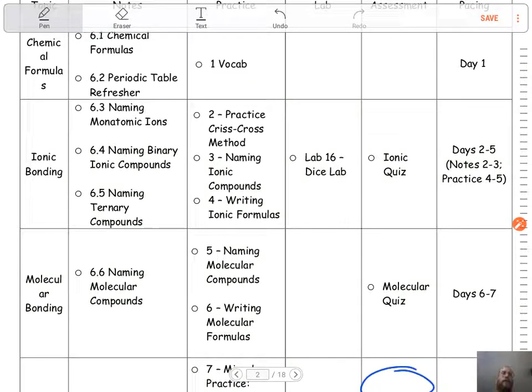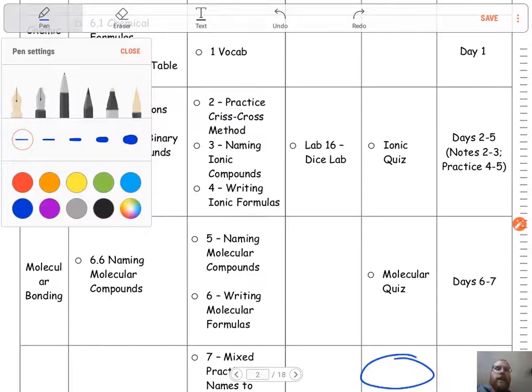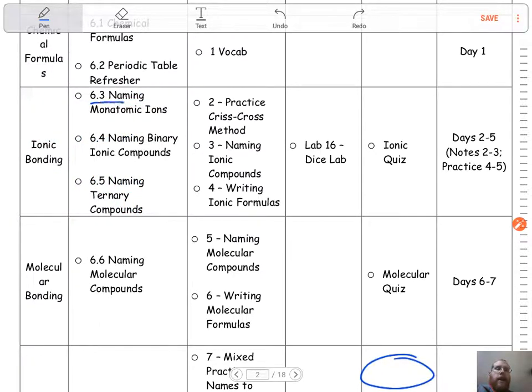Hey guys, this is video number 6.3 where we are going to start naming monatomic ions. So right there in that name, what does that prefix mon mean? It means one. So we're going to be just naming single ions here, and then we're going to build up there to binary compounds and ternary compounds.